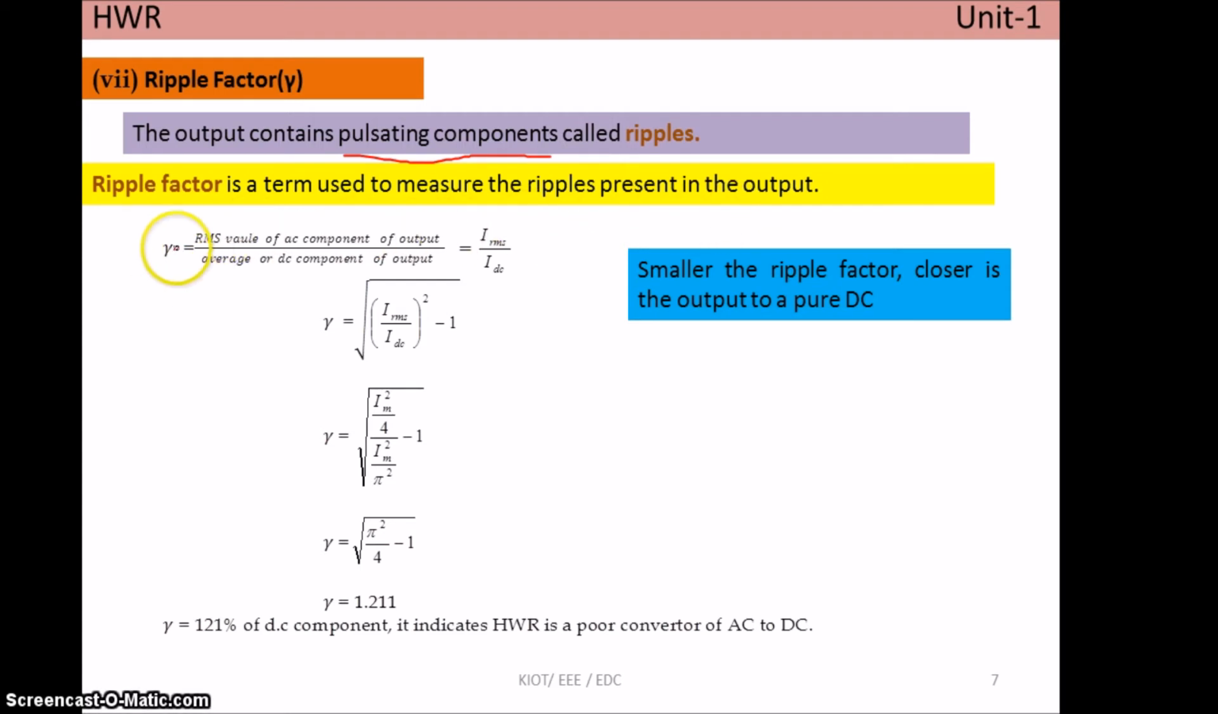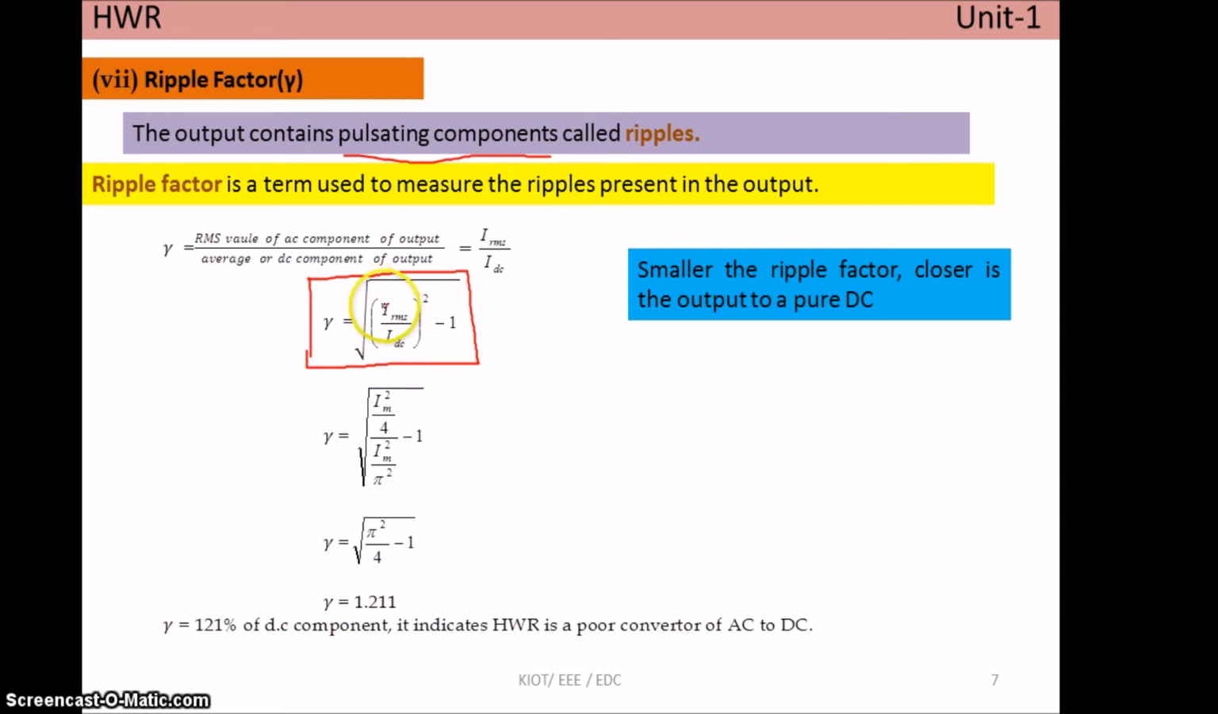The formula for finding the ripple factor is the RMS value of the AC component at the output divided by the average or DC component of the output. This is given by the parameters IRMS by IDC. So the formula for ripple factor is the square root of (IRMS by IDC) whole square minus 1.